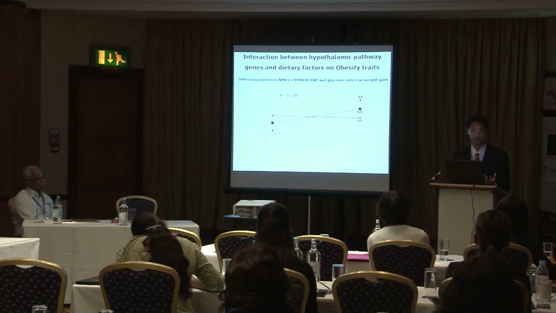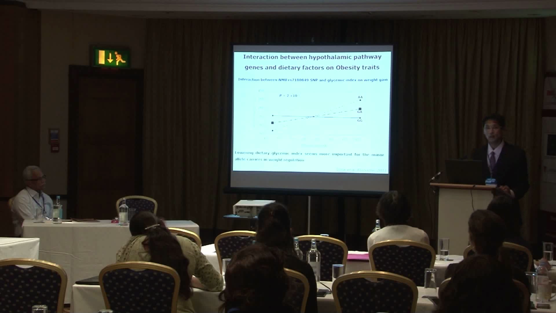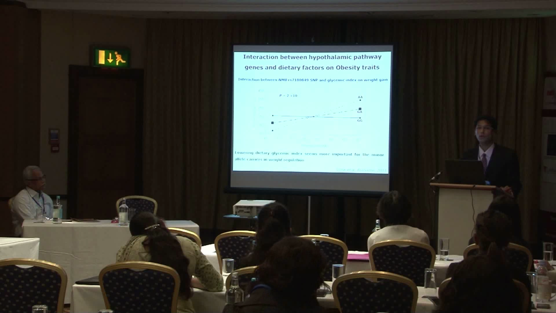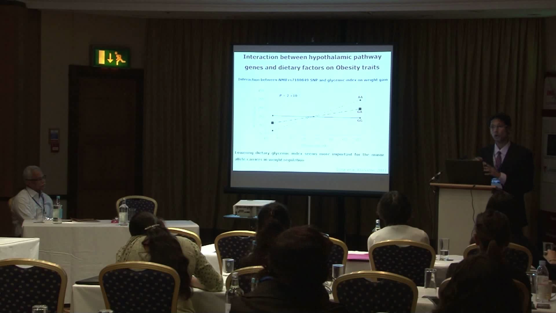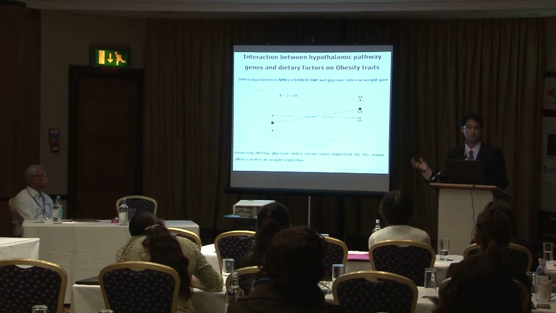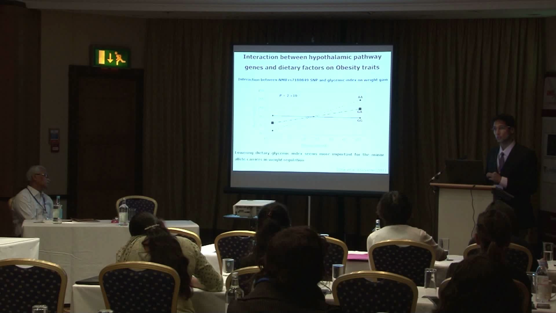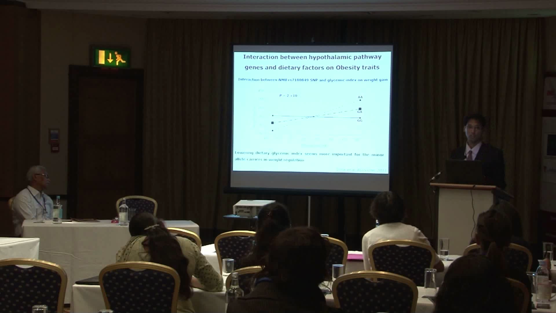If you carry that genotype, it means that you're predisposed to develop obesity. So lowering the dietary glycemic index will be an effective way to prevent weight gain in those individuals who carry the AA genotype. This is one way towards developing personalized nutrition for those individuals who carry the AA genotype.